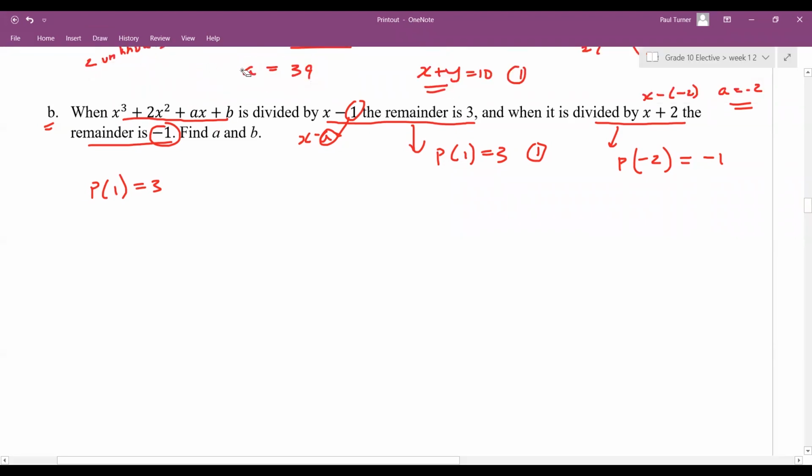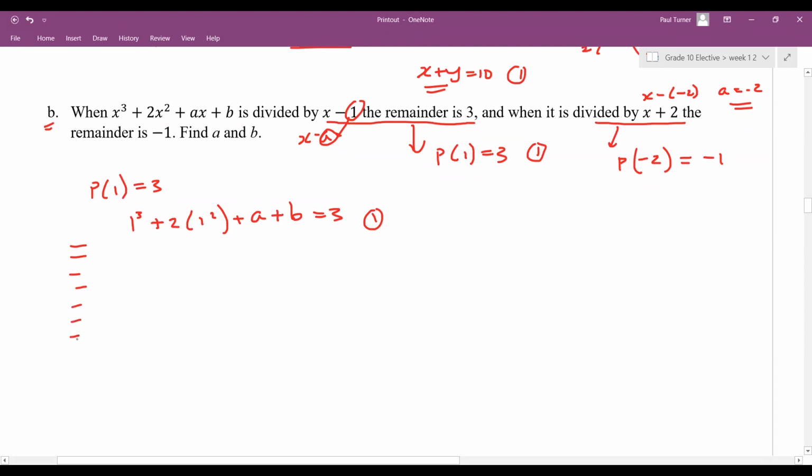So let's erase this stuff. P(1) is 3, so put 1 into your polynomial and write equals 3. So 1 cubed plus 2 times 1 squared plus a times 1, which is 1 times a, a, plus b, and that will equal 3. This will give you your first equation. So what you need to do here is simplify that first. I'll do it in a minute, but you try yourself first.